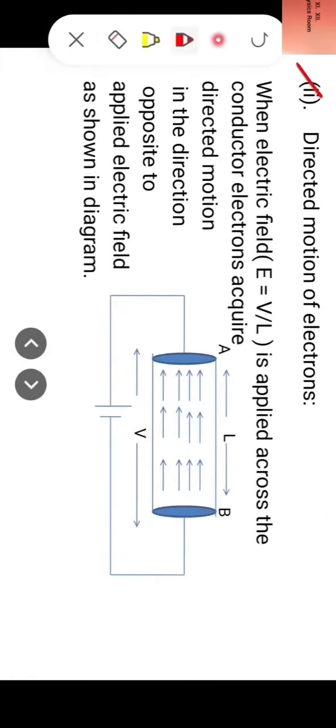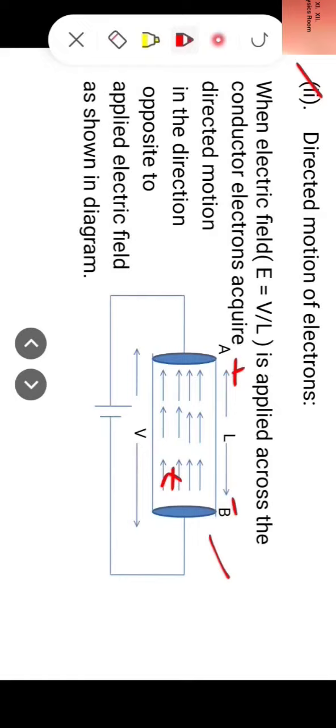Second, directed motion of electrons. When an electric field E equal to V by L is applied across the conductor, electrons acquire directed motion in the direction opposite to the applied electric field, as shown in the diagram. So this is the direction of the electric field, and the electrons are moving in the opposite direction.